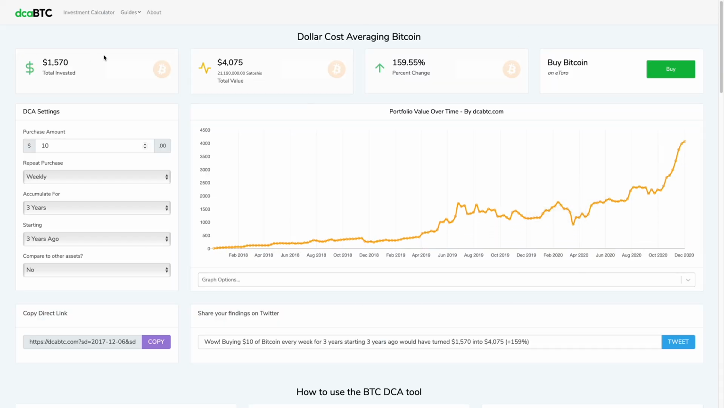I wanted to highlight it just because I think they do a great job at showing what your portfolio value would look like and the percentage change based on whatever inputs.